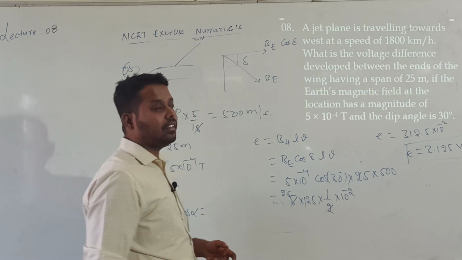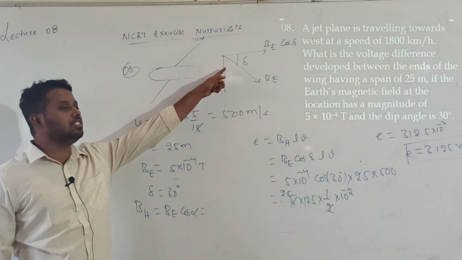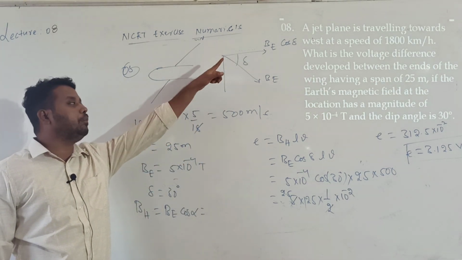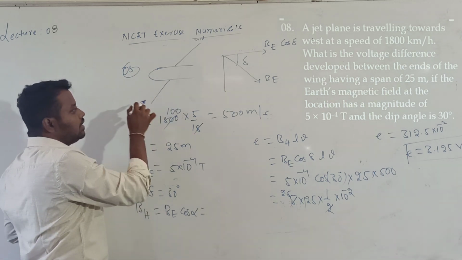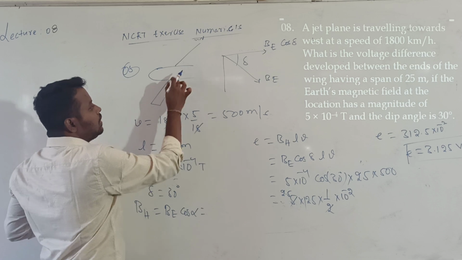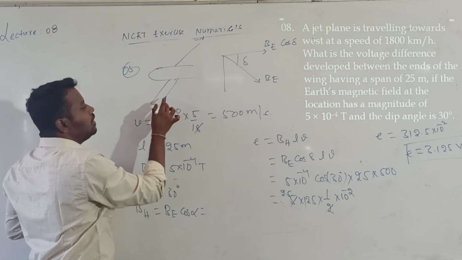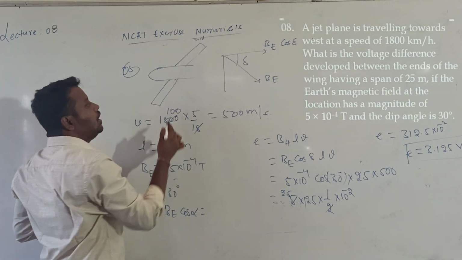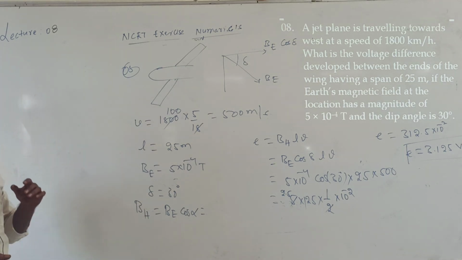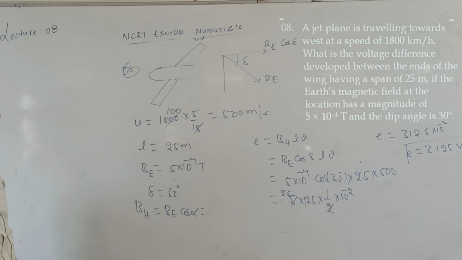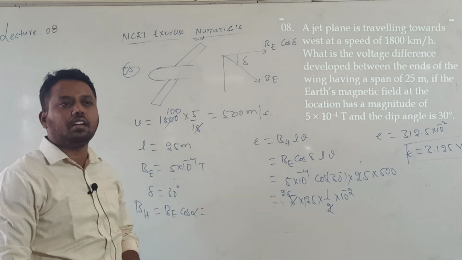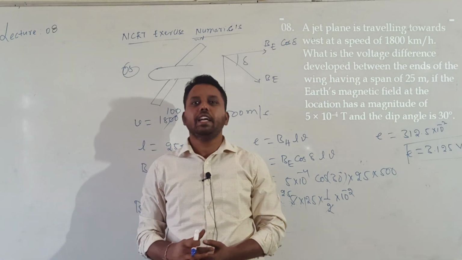But remember the definition of the angle of dip; you should get it clearly. It is the angle made by the Earth's total magnetic field with the horizontal. They are asking for the induced EMF developed across these wings. When you want to calculate the induced EMF, you need to take the horizontal component of the Earth's magnetic field. This is about the chapter electromagnetic induction.